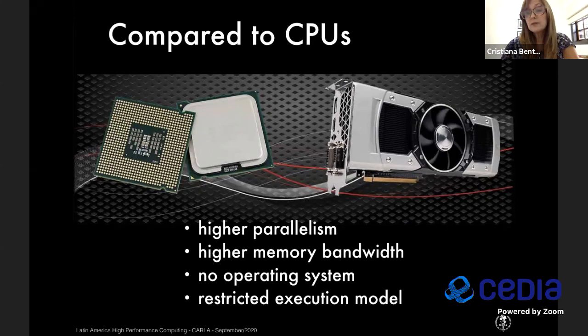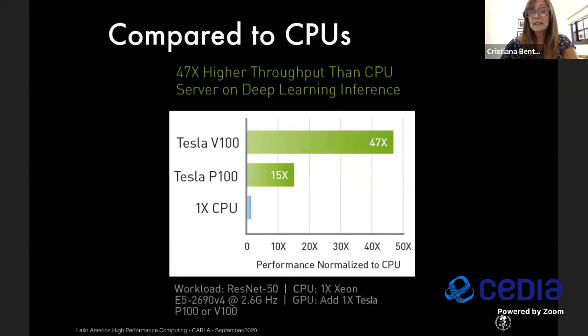Well, compared to CPUs, GPUs have a higher level of parallelism and higher memory bandwidth. Modern GPUs have thousands of cores compared to dozens of cores of a CPU. But on the other hand, what's important for this presentation is that the GPU does not have an operating system, and it has a restricted execution mode. However, on the tasks at which the GPU excels, like deep learning and neural networks, which are highly parallel tasks, the GPU does it very well. These are results from NVIDIA comparing a deep learning application running on a CPU. It can be up to 50 times faster running on the GPU.